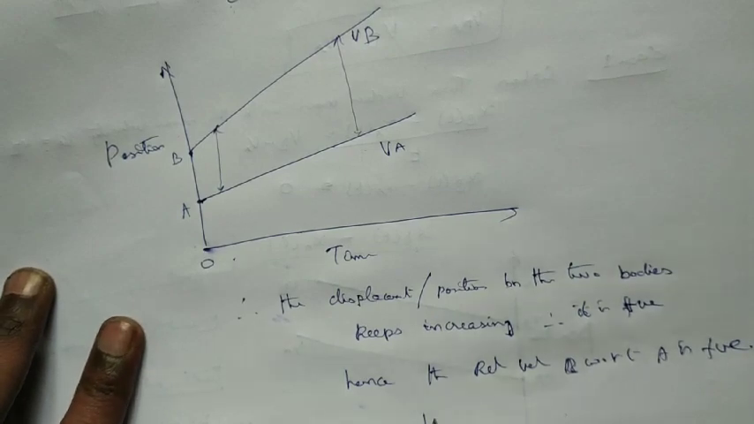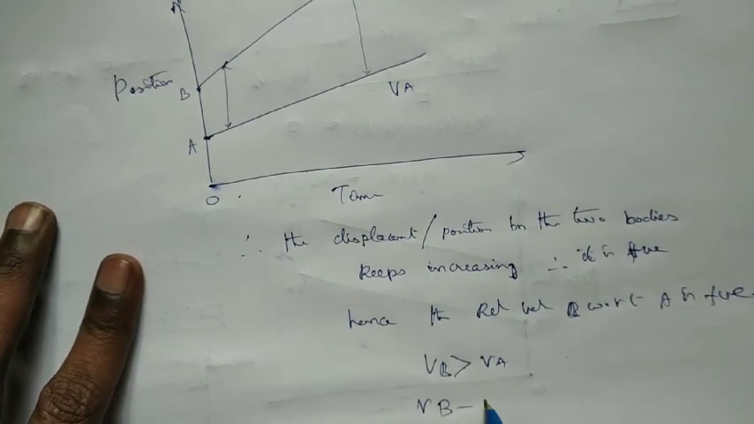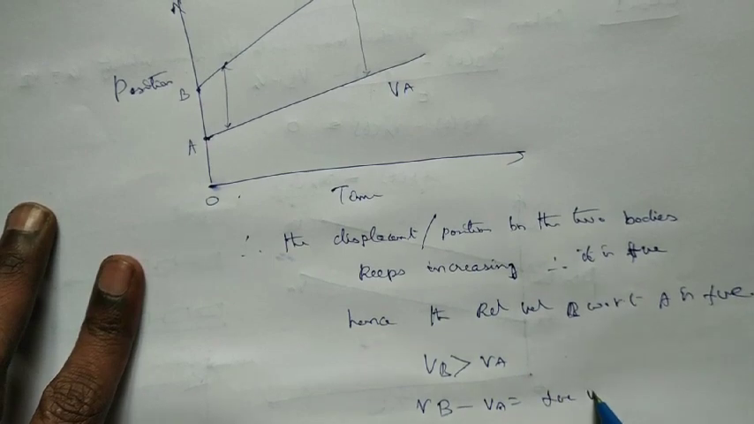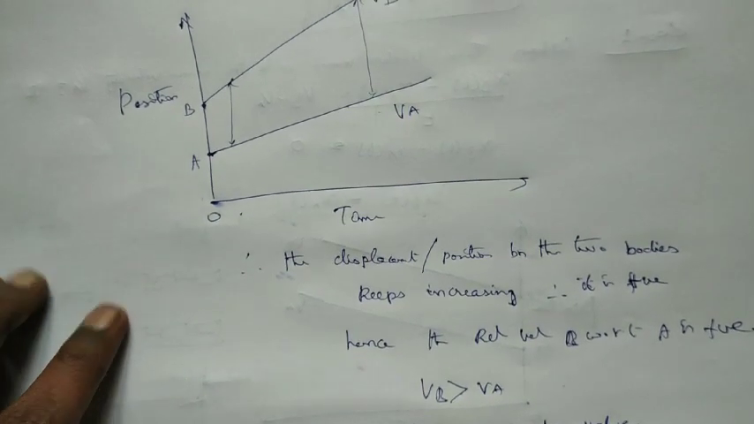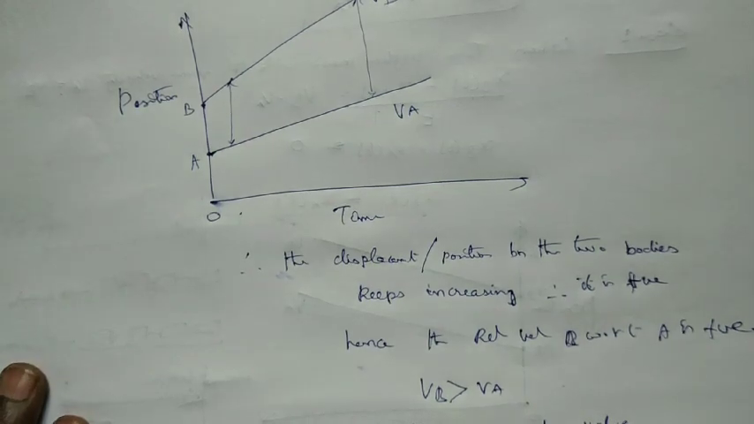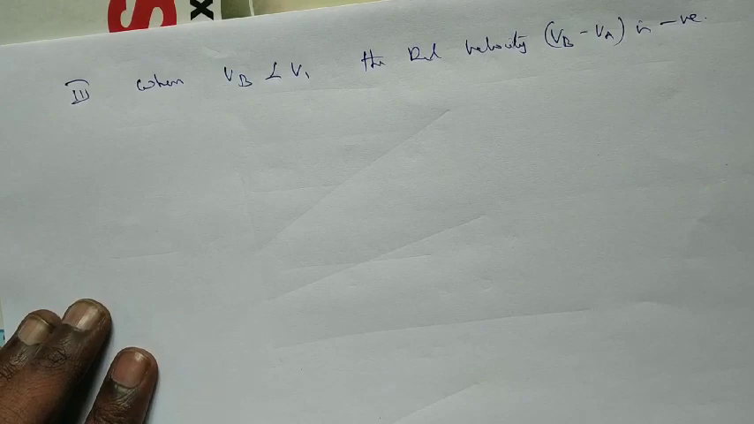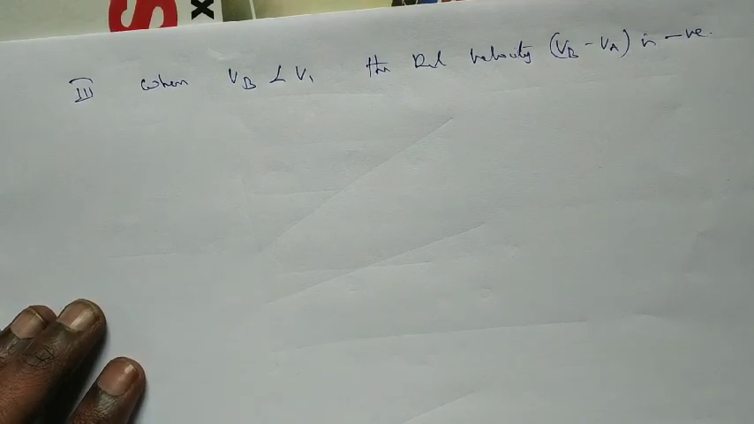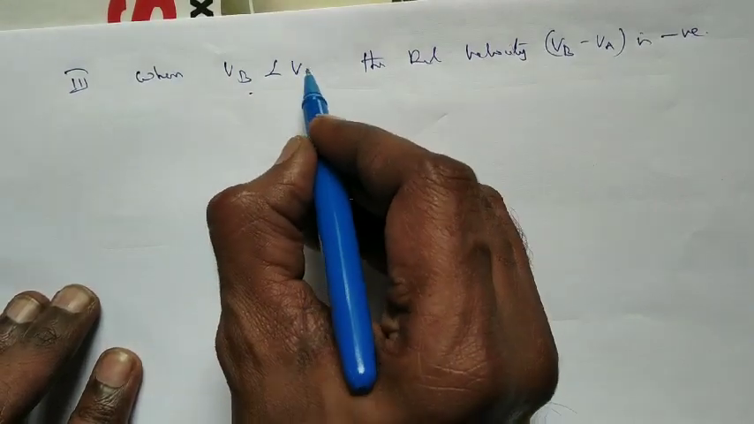So you will find VB is greater than VA, and VB minus VA is equal to a positive value. So this is the relative velocity of one with respect to another when there is a positive value of relative velocity here. The last case we are going to see is when VB is less than VA.